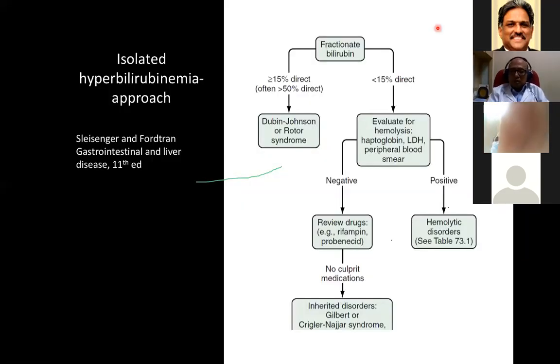So, as I said, there's an approach for isolated hyperbilirubinemia where the patient has normal imaging, and you look at whether the direct component is less than 15% or more than 15%. If it is less than 15%, you're going to look at the indirect causes, which include hemolysis, and then you're going to review the drugs, and then you're going to think about inherited disorders. If there is more direct bilirubin, often in Dubin-Johnson and Rotor it can be almost as high as 50%, then you're going to look at the other inherited disorders.